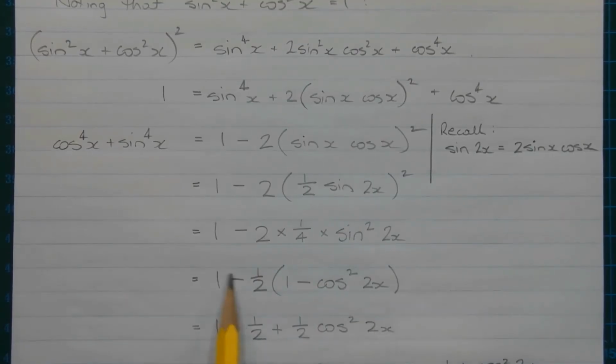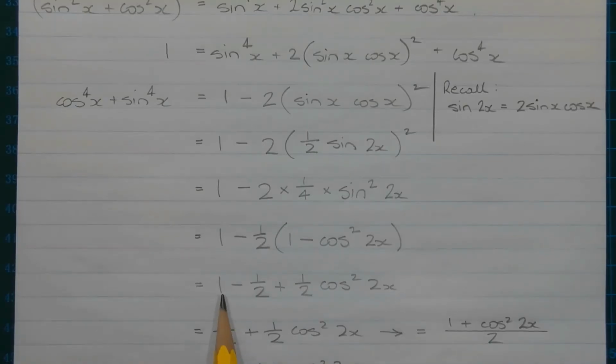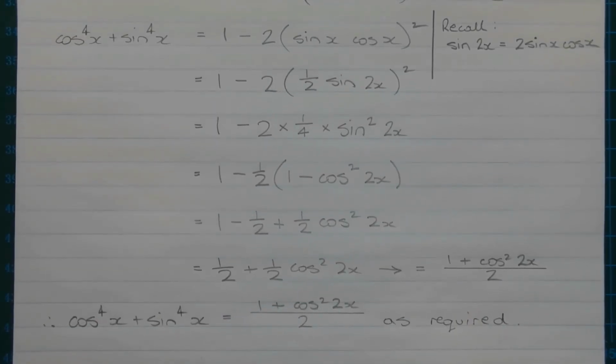So expanding the brackets, we get 1 minus half plus half times cos squared 2x. Now collecting like terms, 1 minus half, or 1 over 2, is equal to half, plus half cos squared 2x, and written with a common denominator of 2, we can combine both of these terms together into a single fraction. We get (1 plus cos squared 2x) over 2. Therefore, cos to the power of 4x plus sine to the power of 4x equals (1 plus cos squared 2x) over 2, as required.